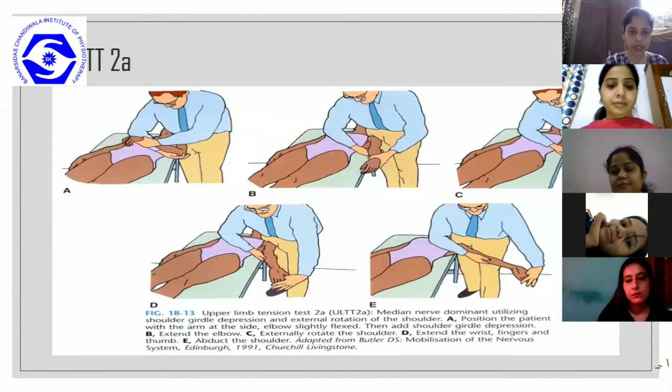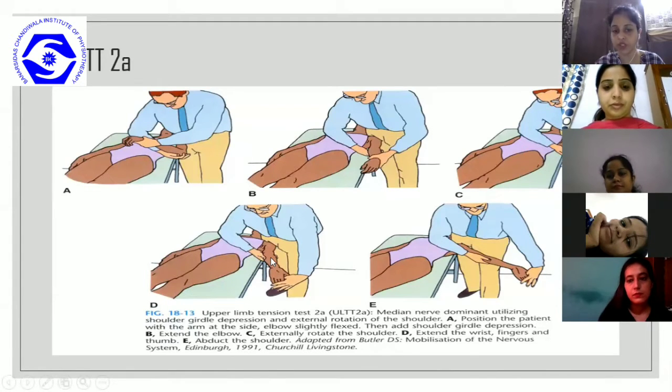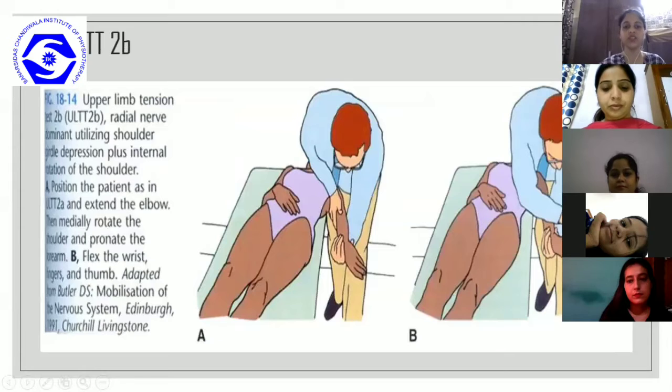So the shoulder is depressed, externally rotated, and abduction is minimal in this case. In this median nerve testing, it's only 10% of abduction, and then fingers and wrist are extended. And for the radial nerve, as I said, the position of the therapist and the position of the patient remain the same, and the abduction is also 10%. That is the same. It is medially rotated, and wrist and fingers are flexed.